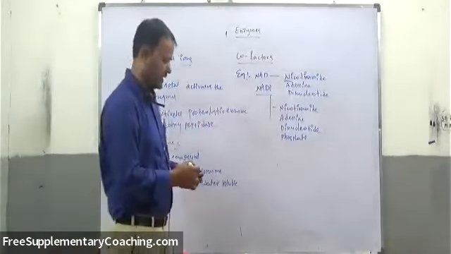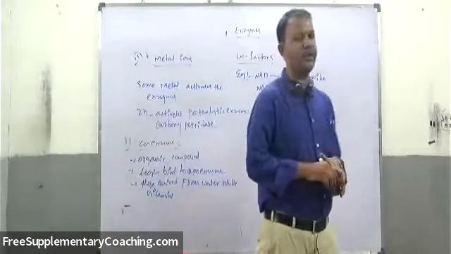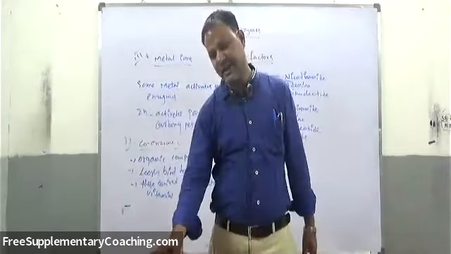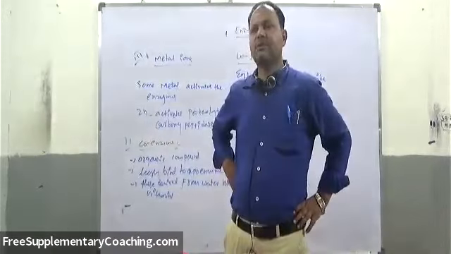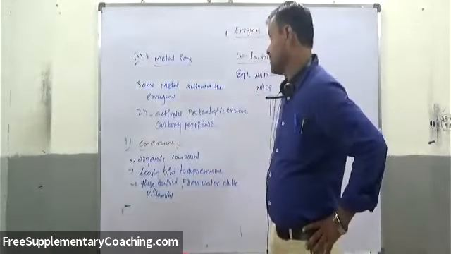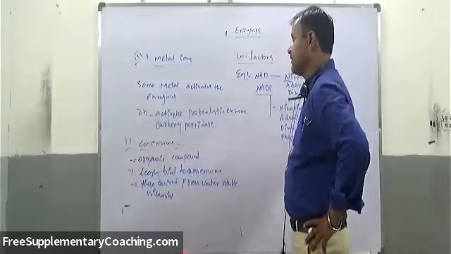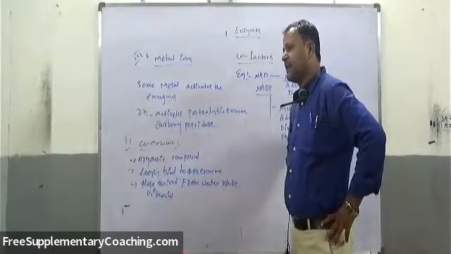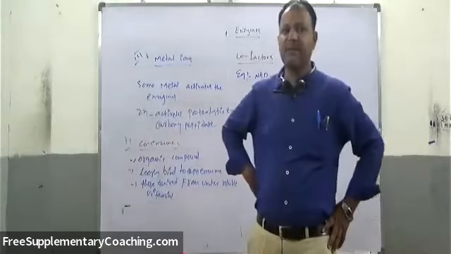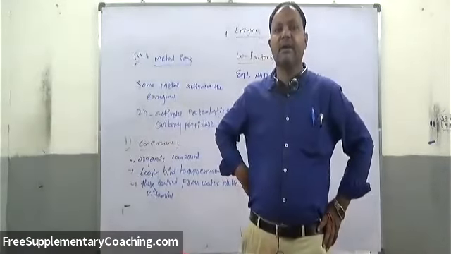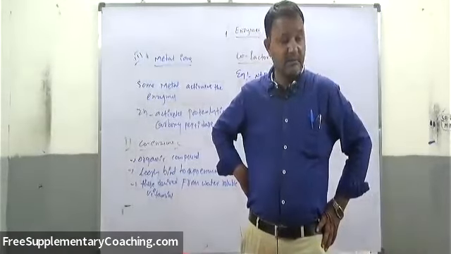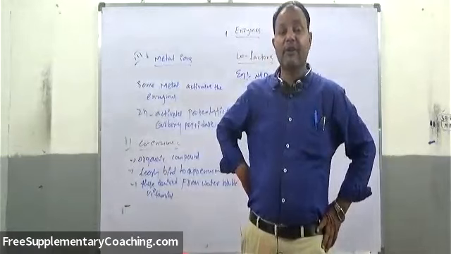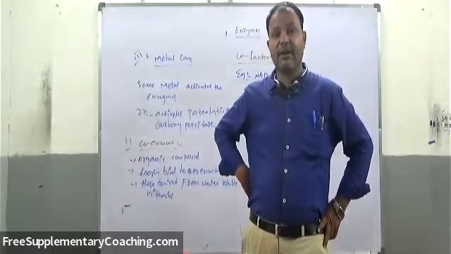What are cofactors? Cofactors are the non-protein portion, and they are of three types: prosthetic group, coenzyme, and metal ion. A prosthetic group is an organic compound tightly bound to the apoenzyme. Example is hydrogen peroxide, which is broken down by the peroxidase enzyme into a water molecule and oxygen.